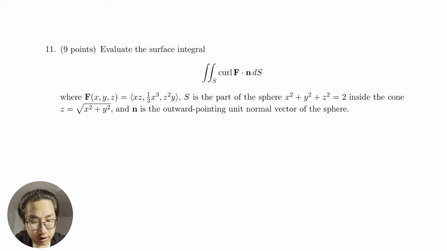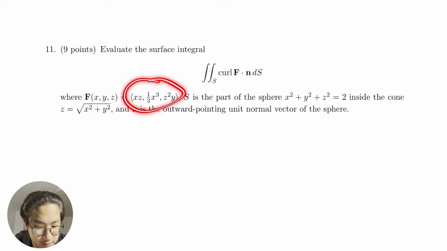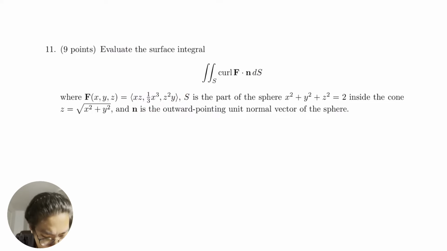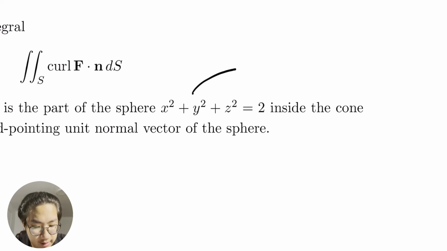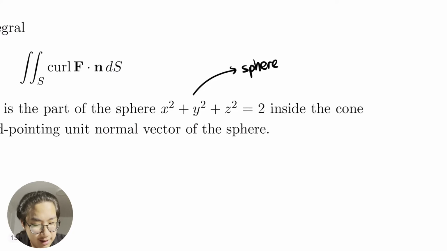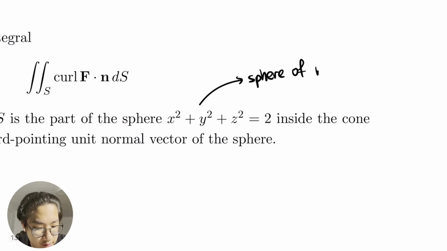Question 11, we want to evaluate the following surface integral where f of x, y, z is equal to this vector field over here, and S is the part of this sphere over here. I'll again quickly note that this is a sphere of radius root 2. It's not too important, but maybe it is. Sphere of radius 2. It's a sphere of radius 2.